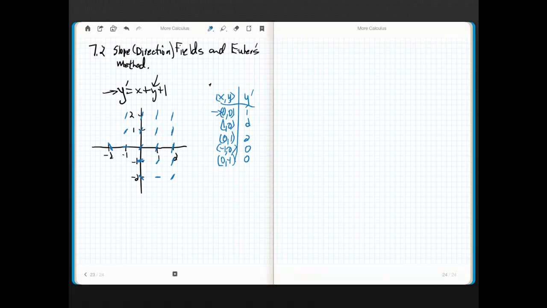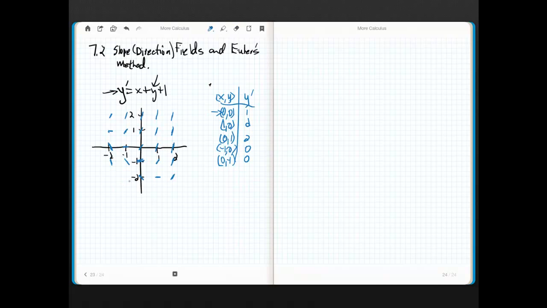How about negative 2 comma 1? Negative 2 plus 1 is negative 1, plus 1 is 0. Yeah, there's something definitely fishy going on along this line right here. Negative 2 comma 2, going to be a positive 1. Now, negative 1, negative 1. Negative 1 minus 1 is negative 2, plus 1 is negative 1. Huh, that's kind of cool. How about negative 2, negative 1? Negative 2 minus 1 is negative 3 plus 1. That's negative 2. So down here, this thing appears to be pretty steep.